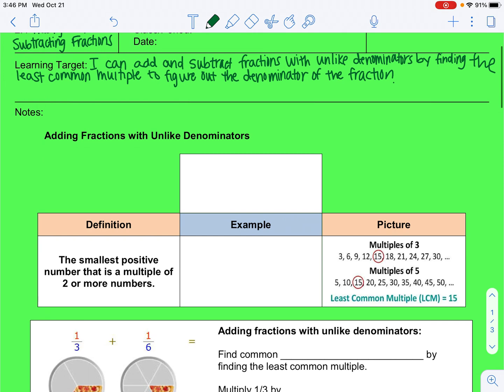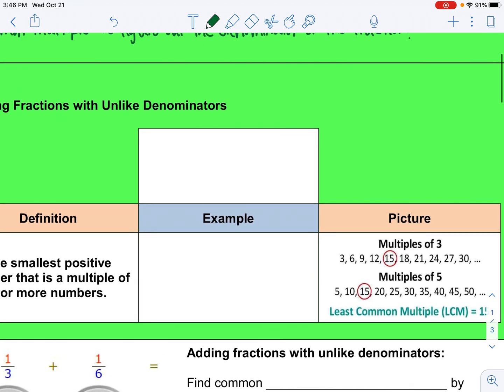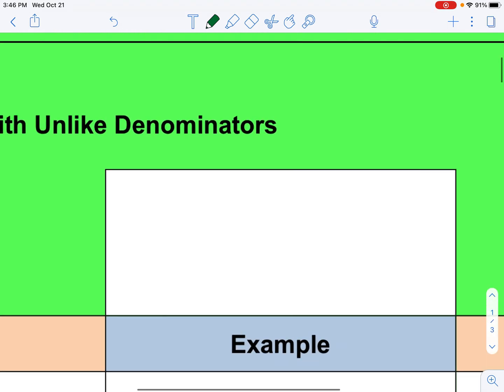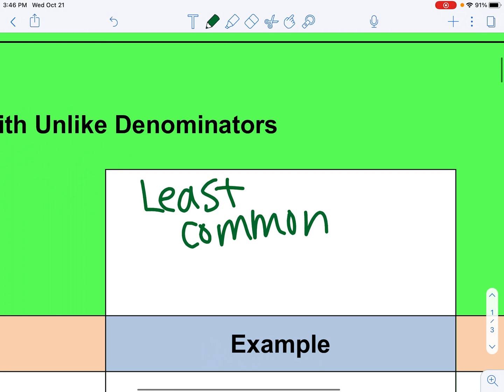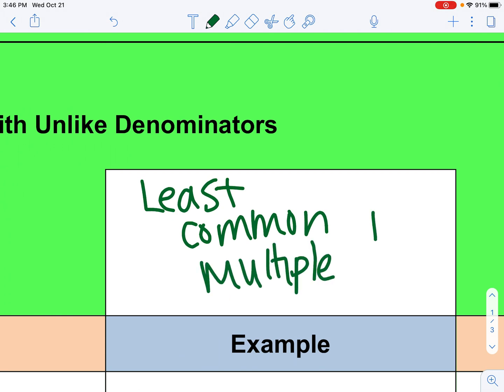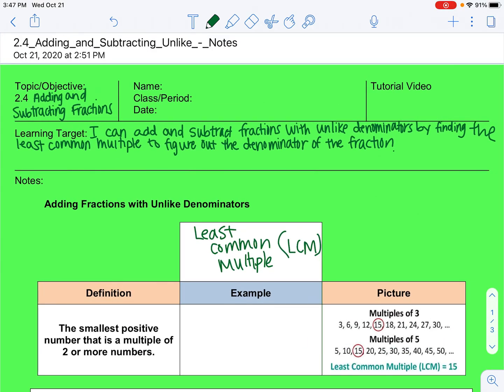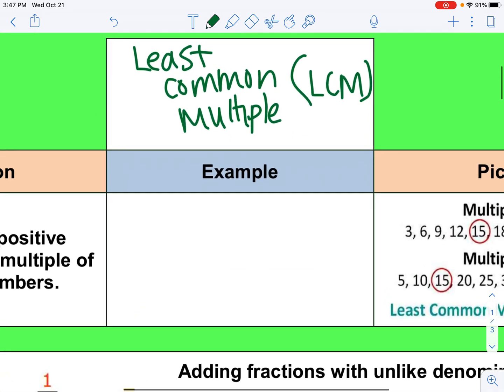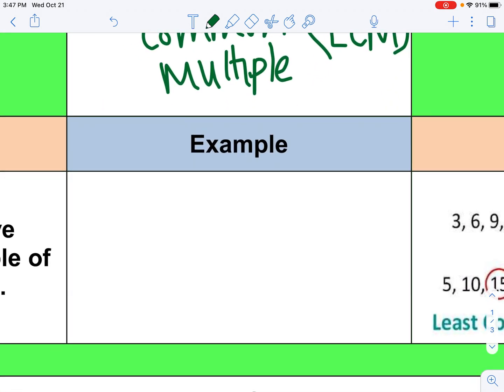Alright, so we are going to start by filling out some definitions. Up at the top, we're going to be talking about least common multiple, or maybe you've heard it as LCM. That's another way to phrase least common multiple. What least common multiple is, is the smallest positive number that is a multiple of two or more numbers. Alright, so let's look at an example.